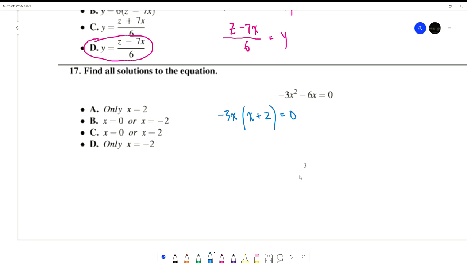All of this is equal to 0, right? And you can double check if you distribute, you get negative 3x squared minus 6x. Then, using our zero factor rule, you can make each factor and set it equal to 0. For the first factor, you can divide by negative 3 on both sides, and you should still get x equals 0. Or, the second factor, you subtract 2, and you get x is equal to negative 2. 0 or negative 2. That's answer B.